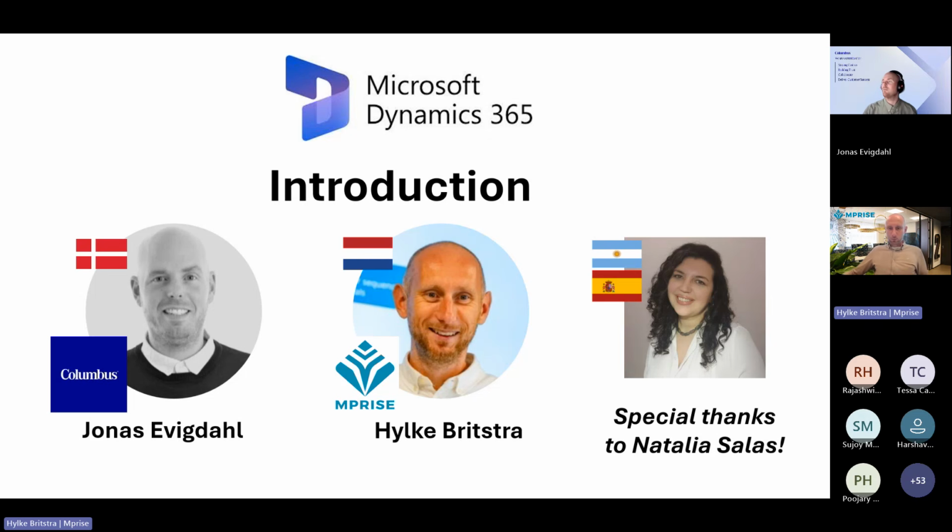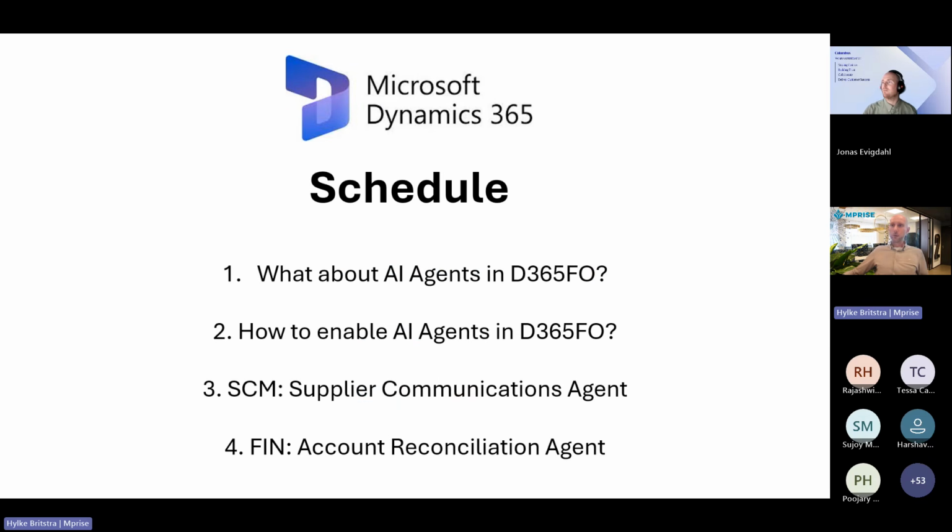So let's start with the agenda. What are we going to talk about today? The first topic is what about AI agents in F&O, so AI agents in common. The second part is how to enable AI agents in F&O. That is something that Jonas will explain. The third part is an example in supply chain management, the supplier communication agent, also presented by Jonas. And the fourth part of the agenda is the finance agent, the account reconciliation agent, and I will explain that part. So those are the four topics that we are going to discuss during this webinar.